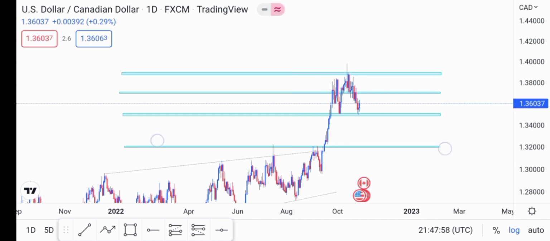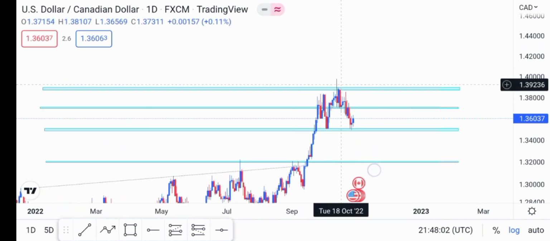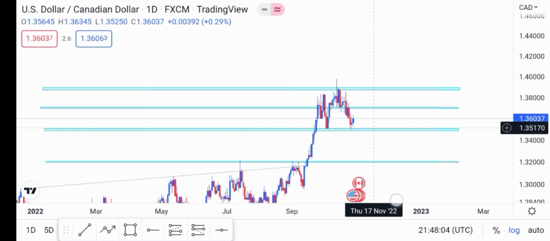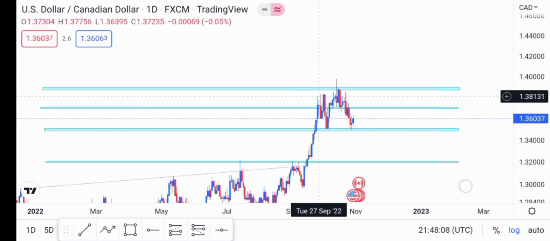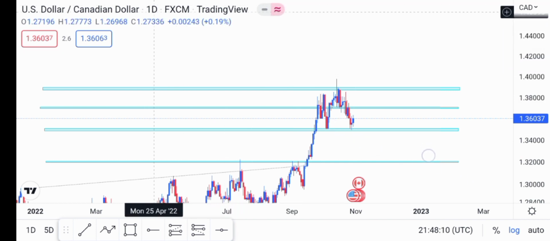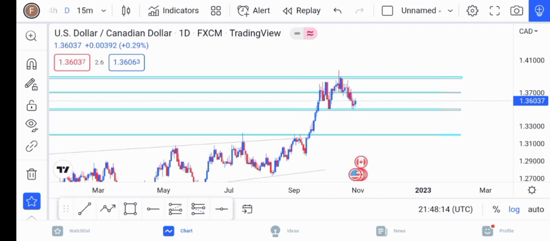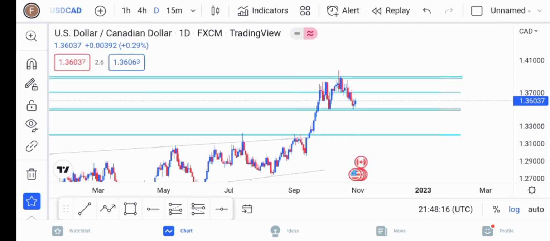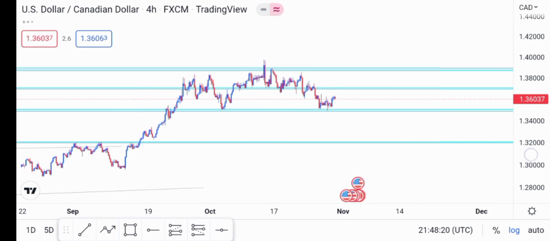If we look closely, we can see that the market touched this area here and pushed to the lower side up until here, creating a downward bottom on the daily time frame, as you can see. So yeah, let us move to the 4-hour time frame to see the direction of USD CAD.